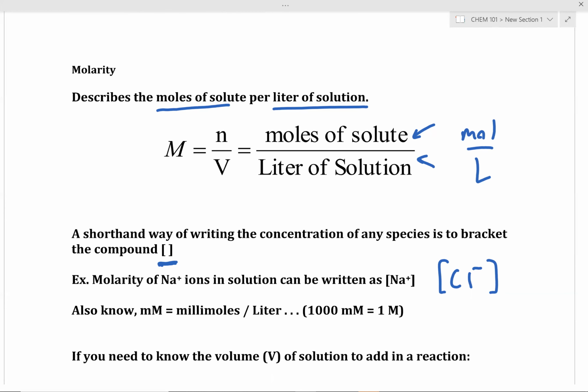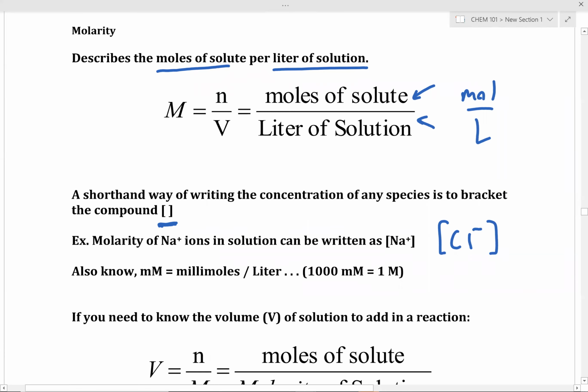You should also know that we can express molarity using prefix units. So for example, millimolar describes millimoles per liter, instead of moles per liter. So just as a comparison, 1,000 millimolar is equal to 1 molar. So it's just another way of expressing molarity using prefix units. Does that make sense? Okay.